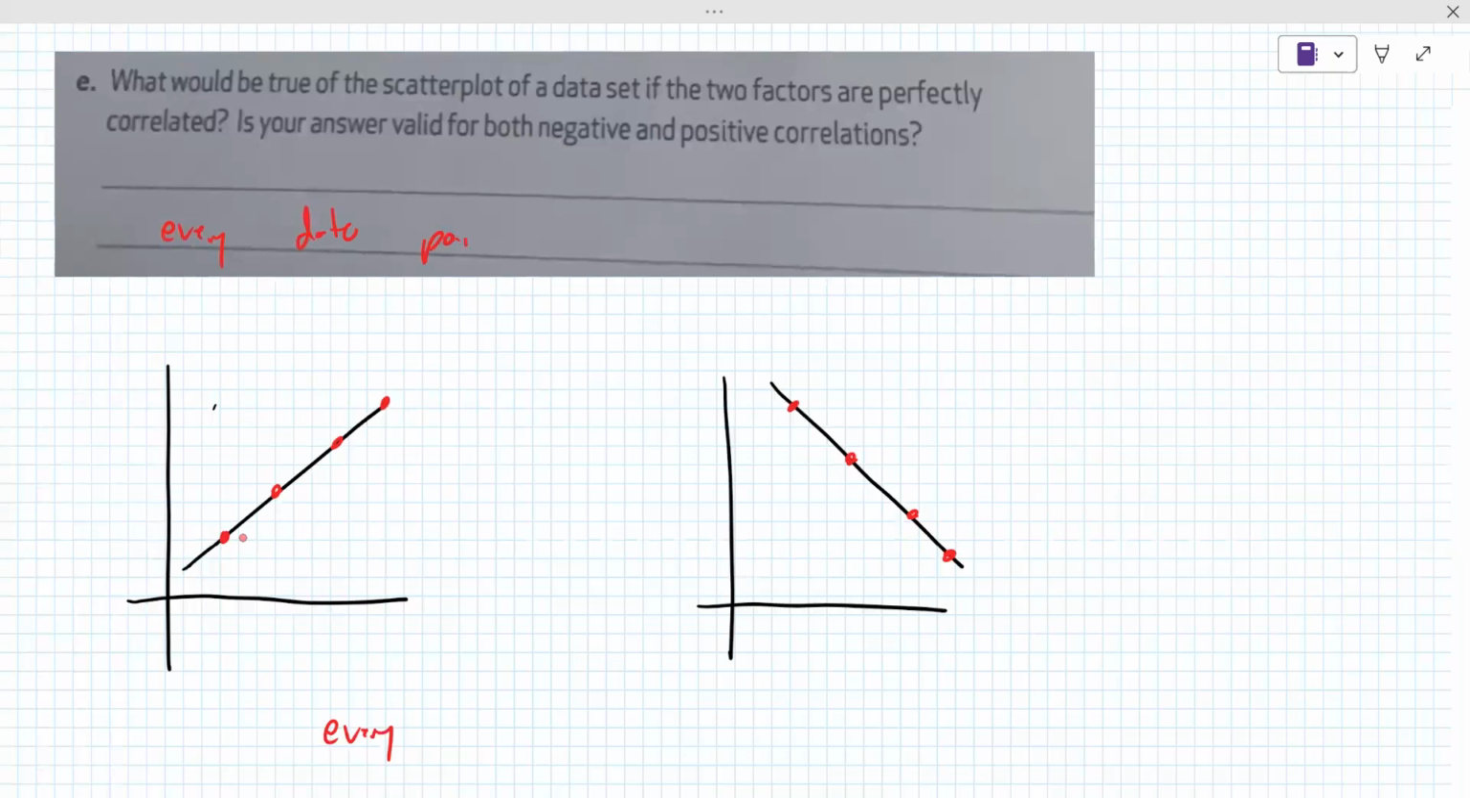This never happens in the real world without manipulating the data. And it doesn't matter whether it's positive or negative correlation, it's the same thing.